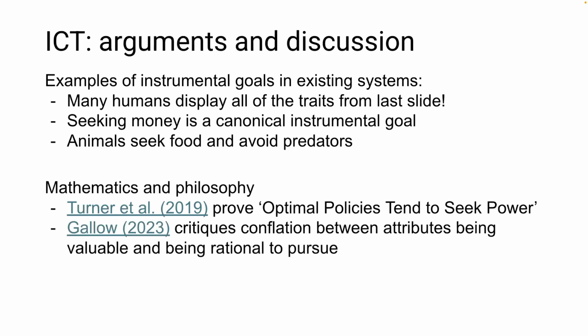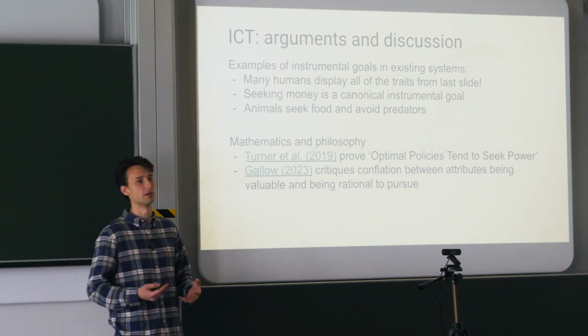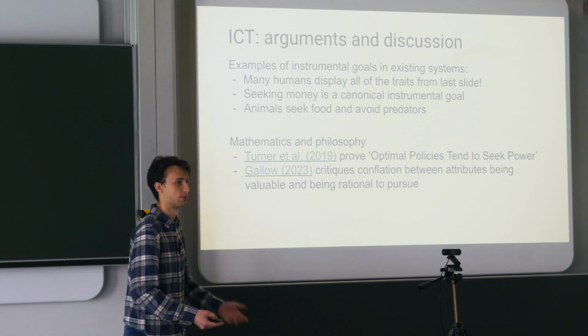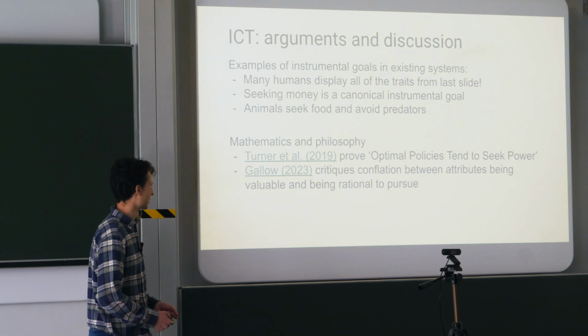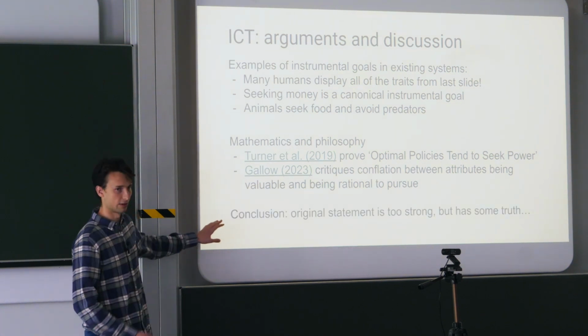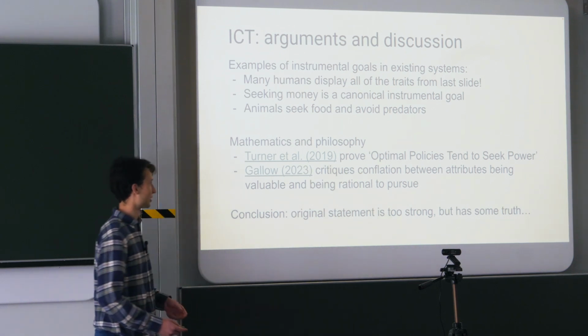However, this instrumental convergence thesis is not accepted, and there are more recent arguments in philosophy that criticize this conclusion, in particular the conflation between attributes being valuable and being rational to pursue. So if self-improvement is clearly better if I'm improved, it's not always going to be worth the cost. If I have to pay a lot to improve myself, it might be better to achieve my more immediate goals. So I think some of the criticisms are probably too strong. I think the original claim is probably a little bit too strong as well. But there's certainly some truth in it.